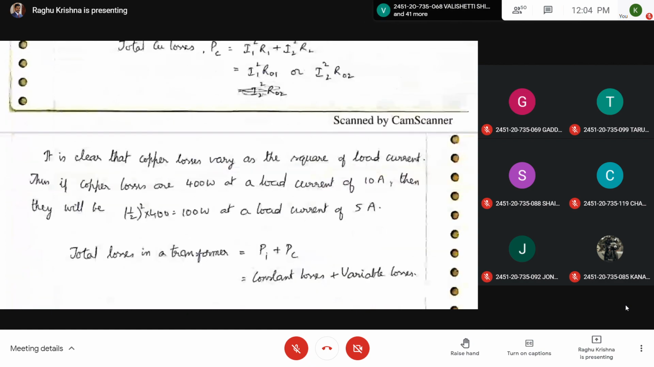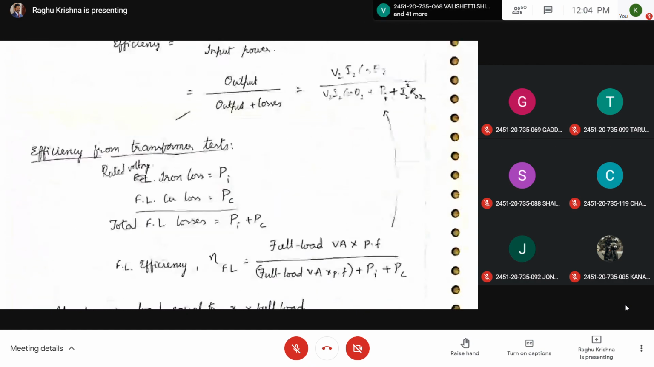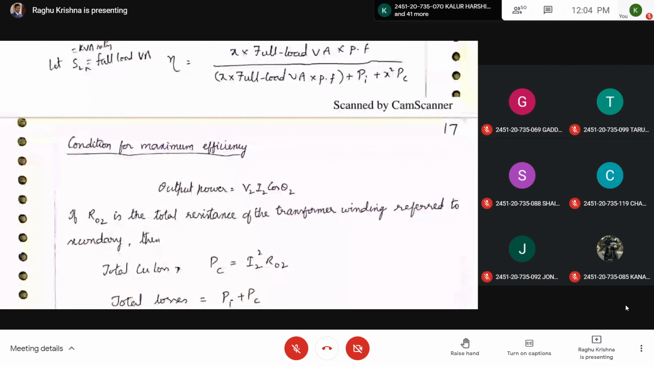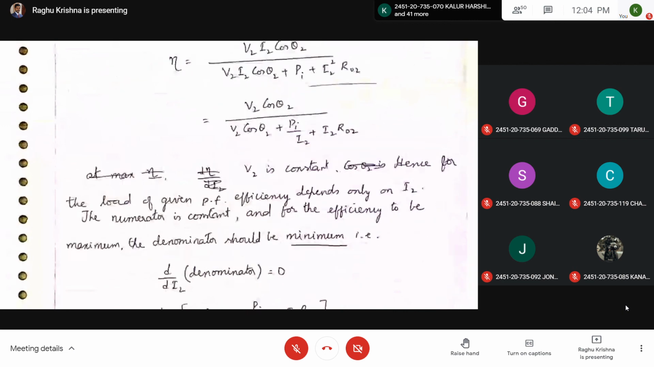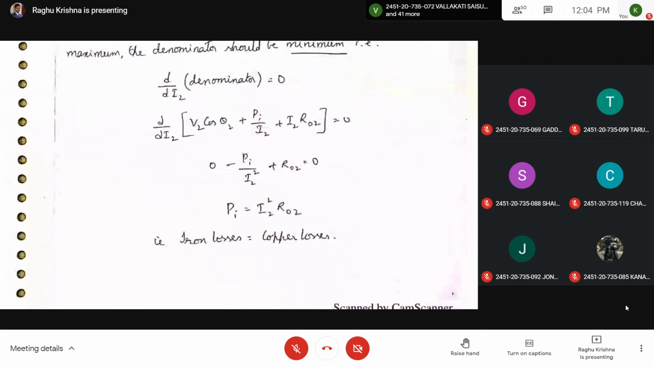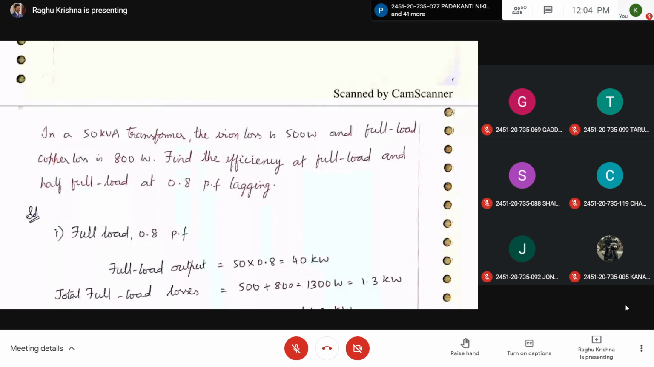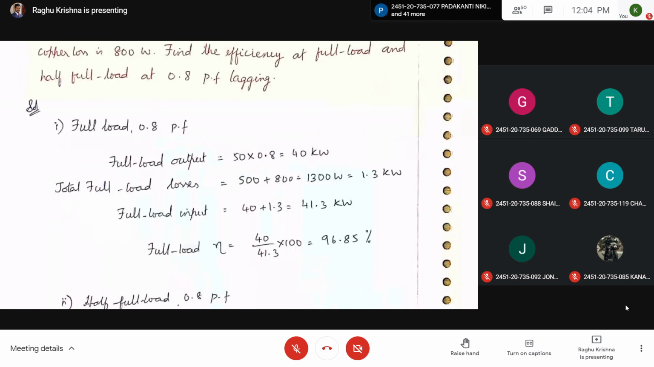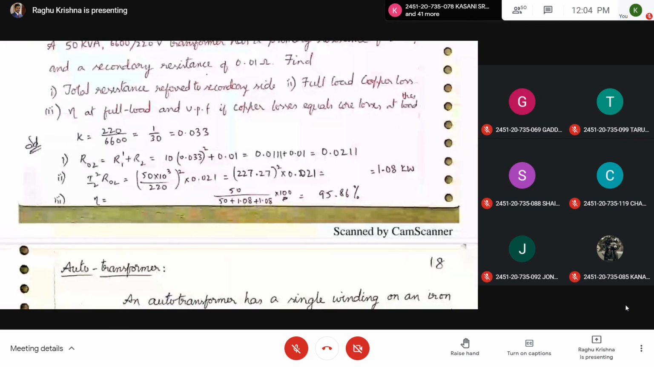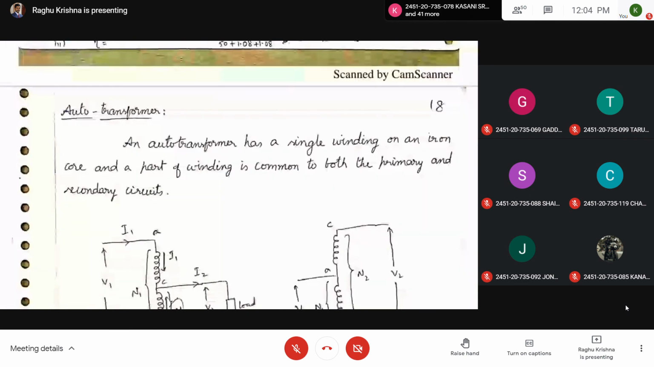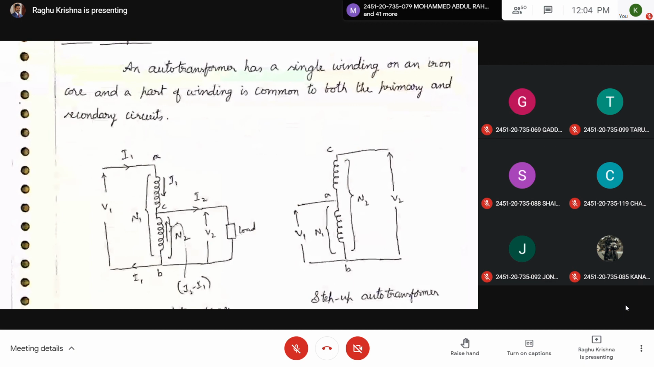So total losses in a transformer and efficiency you have to study, and the condition for maximum efficiency. Maximum efficiency occurs when iron loss is equal to copper loss. Problems you have to study here, based upon efficiency. Next, auto transformer: step up auto transformer, step down auto transformer, and advantages.